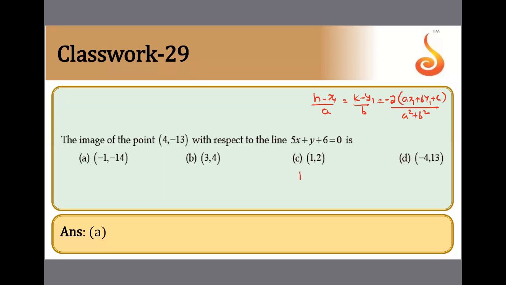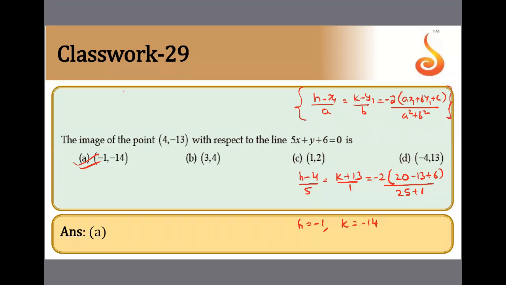ax1 plus by1 plus c by a square plus b square. Substitute the value. h minus 4 by 5 equal to k plus 13 by 1 equal to minus 2 times of 5 into 4, 20, 1 into minus 13, minus 13 plus 6 by 25 plus 1. If you solve it, you get h is equal to minus 1, k equal to minus 14. Option A is correct. This is called image theorem.